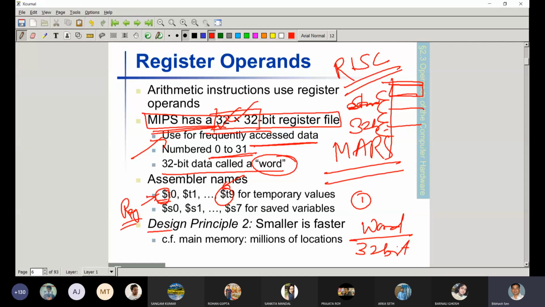Now, the second design principle, a very important point. What is the second design principle? Smaller is faster.